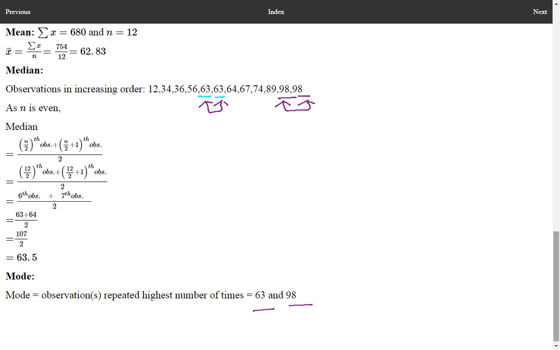63 and 98. This is how we find the mean, median and mode of raw data.